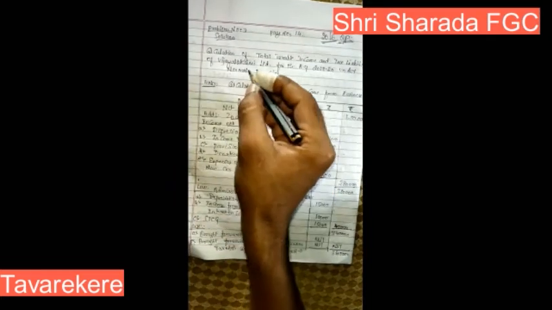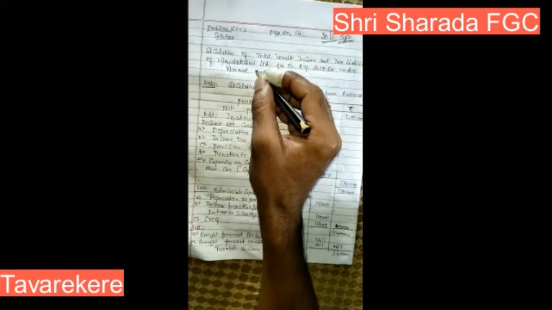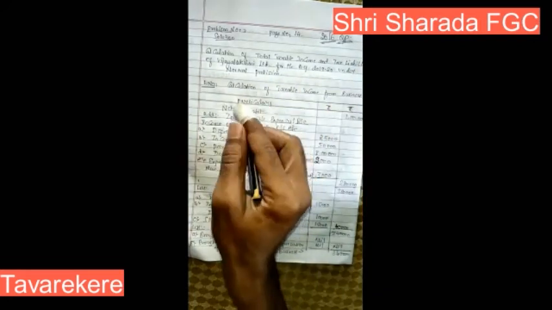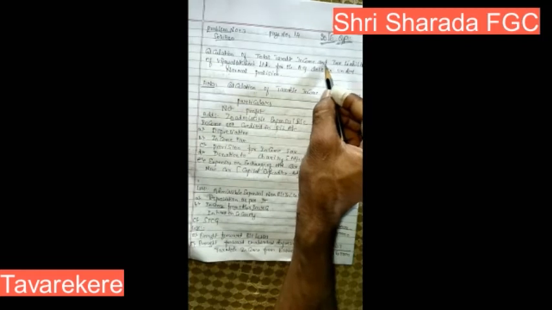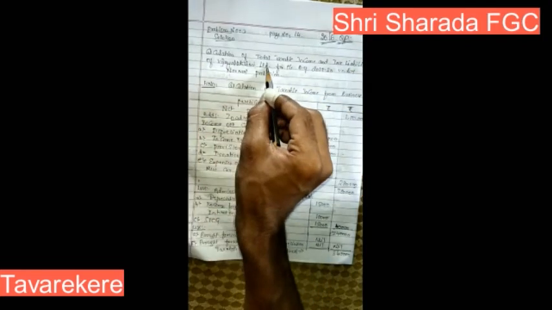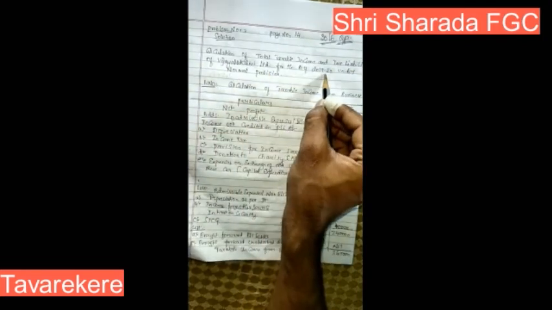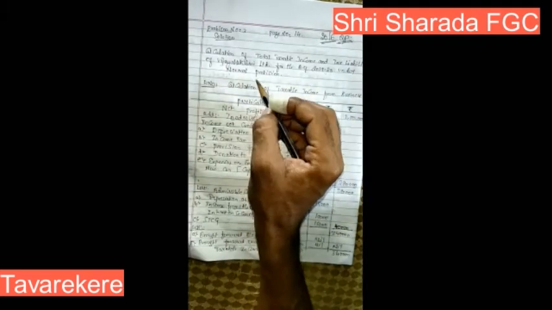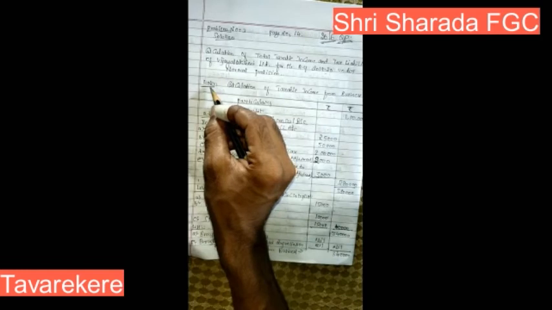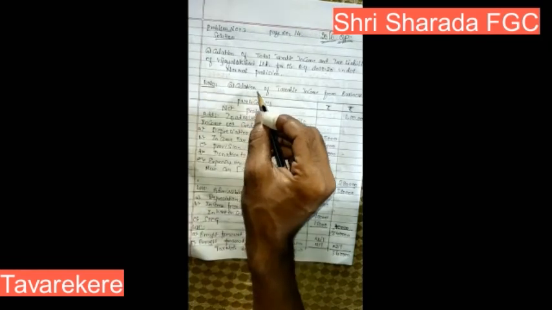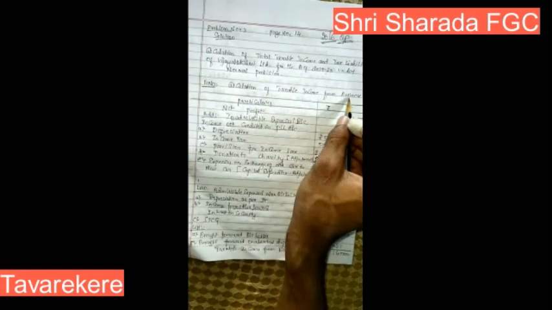Hi, in continuation to the explanation of problem number 3, this is the solution part. Now, the calculation of total taxable income and tax liability of Vijayalakshmi Limited for the assessment year 2019-20 under normal provision. Before we go to step number 1, we are supposed to do the calculation under working note number 1, that is, calculation of taxable income from business.